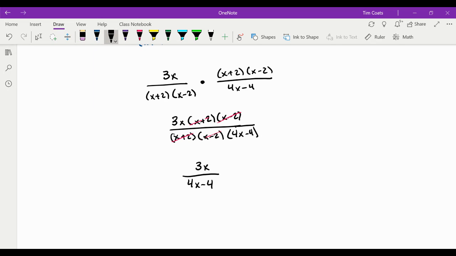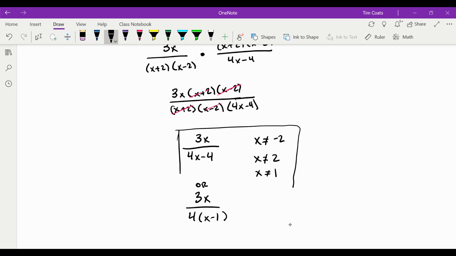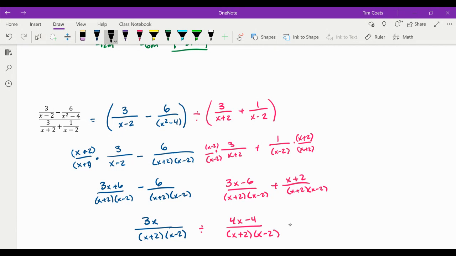And from what we've already learned, we also need to remember that we are going to have restrictions here, so x cannot equal negative 2, x cannot equal positive 2, and x cannot equal positive 1. So that could be your answer. You could also see this written as 3x over 4 times x minus 1, where we factor out the 4. That would be another way you could see that written. But the big thing to remember here is to rewrite that complex fraction from what looks very complex to the written out form, where we can then just multiply by the reciprocal.